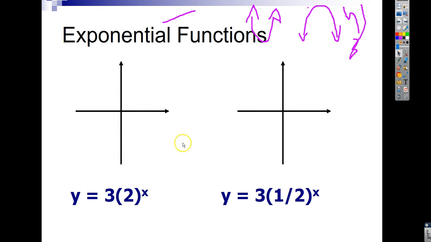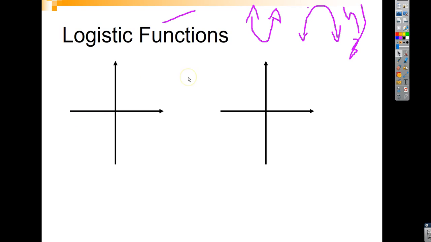Exponential functions, that is when you have the variable as the exponent, and it looks like this, or it looks like this, and the difference is the number that is raised to the x power, and that's how you can tell. If it's a whole number, it's coming up. If it's a fraction, it's going down.